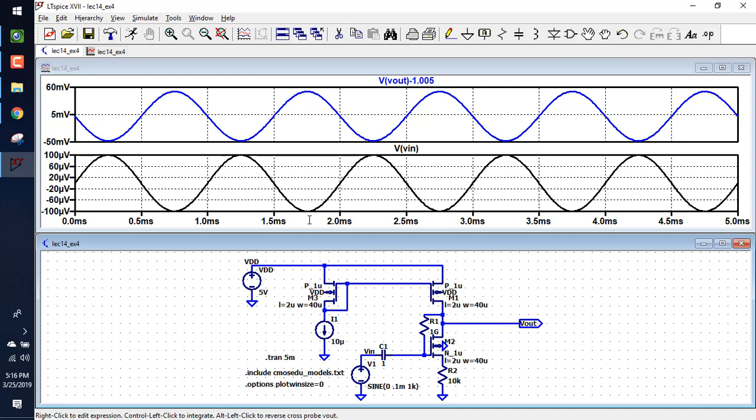Close enough. All right. So the gain is pretty close to what we calculated, 533. How can I tell that? Inputs 0.1 millivolt, outputs roughly 50 millivolts, a little bit less than 50 millivolts.